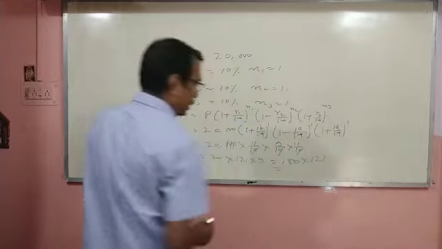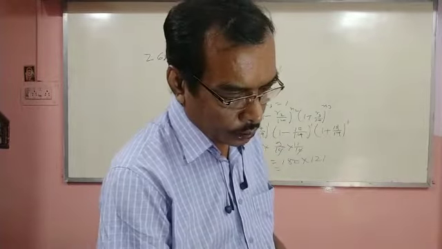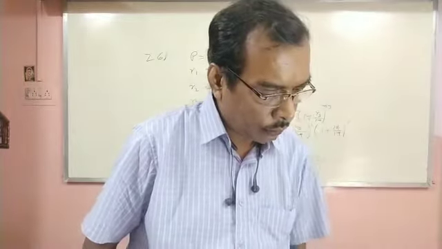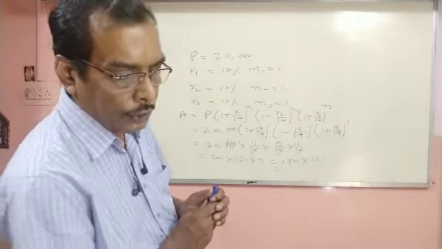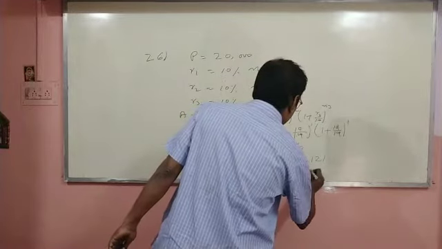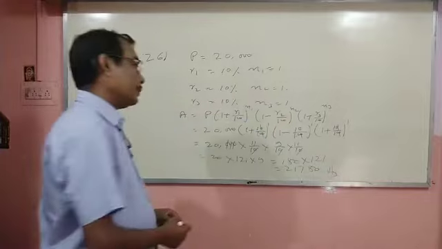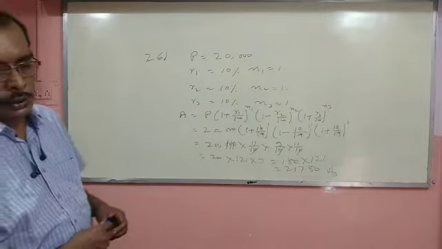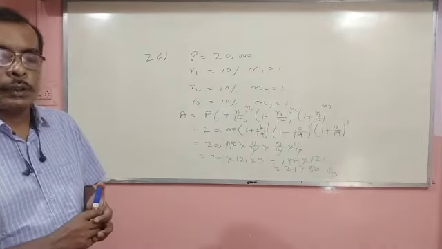Now take the multiplication. 180 into 121 is coming as 21780. 21780 is the final population of the bacteria. I think it is clear. Okay?